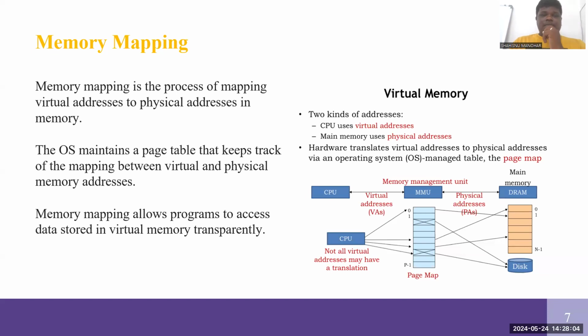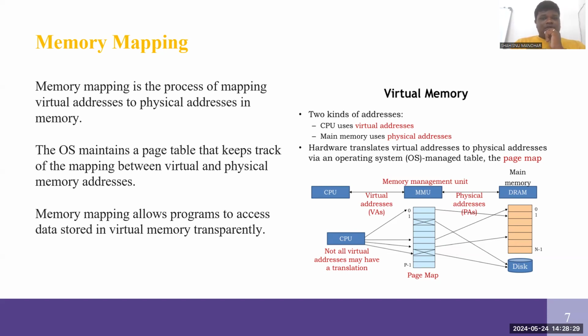Memory mapping. Memory mapping is a process of mapping virtual addresses to physical addresses in memory. The OS maintains a data table that keeps track of the mapping between virtual and physical memory addresses. Memory mapping allows programs to access data stored in virtual memory transparently.